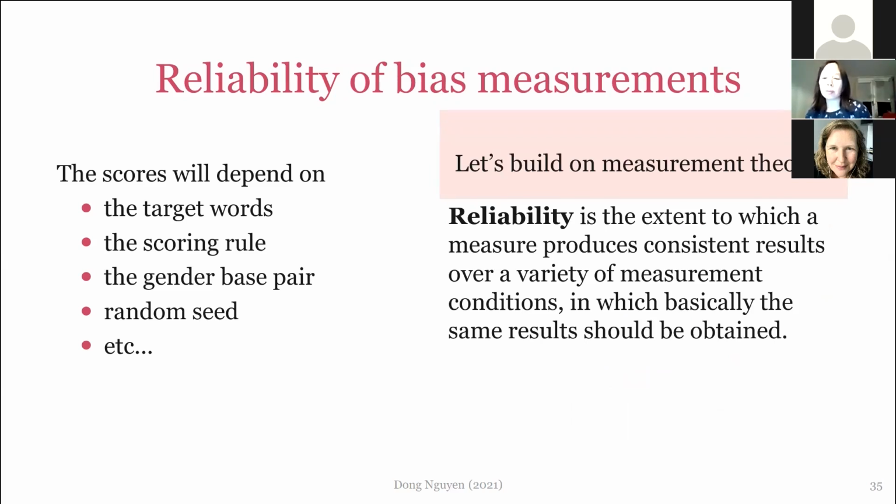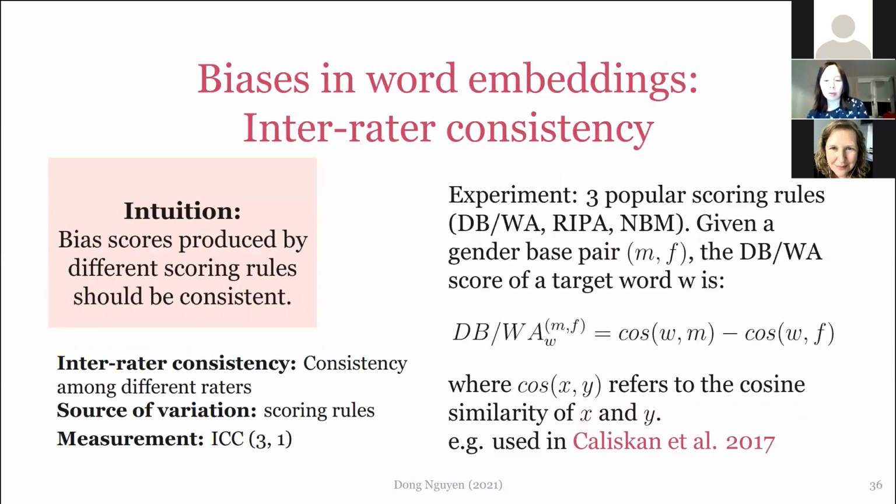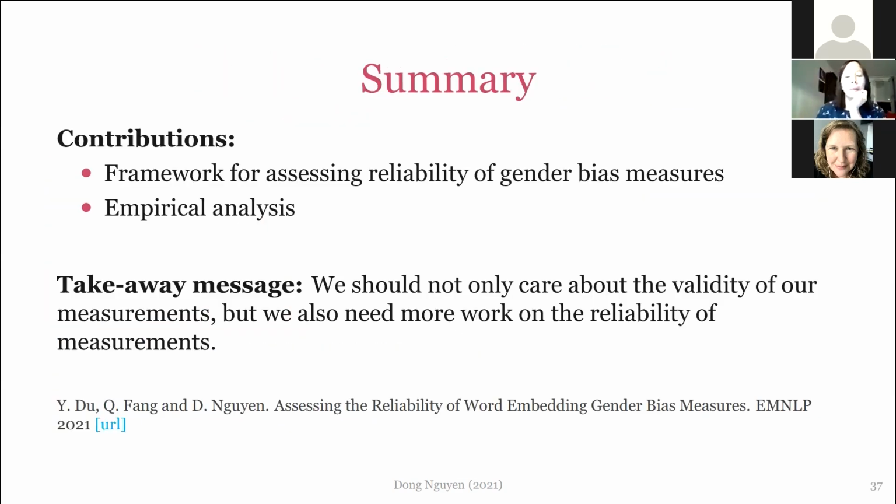So in the study, we built on measurement theory, where we looked at reliability, which is the extent to which a measure produces consistent results over a variety of measurement conditions, in which basically the same results should be obtained. So we looked at 3 different types of reliability tests: test-retest reliability, inter-rater consistency, and internal consistency, where we took these ideas from measurement theory and applied them to measuring bias in word embeddings. Now, actually, I think I'll just skip this part and refer to the paper if you're interested, which is shown here. It was published this year at NLP.